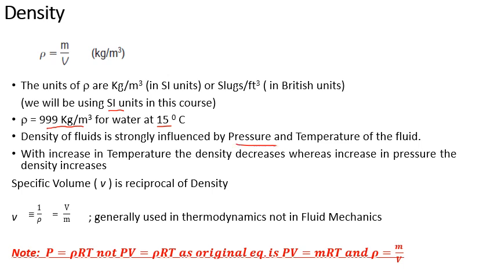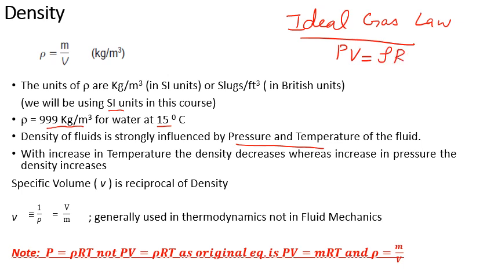This we know from the ideal gas law, which is P equals rho R T, and from this, rho is the density, so our relation becomes rho equals P over R T. So we can see that density depends directly on pressure, meaning if pressure increases, density increases, and density is inversely proportional to temperature, meaning if temperature increases, then density will decrease.